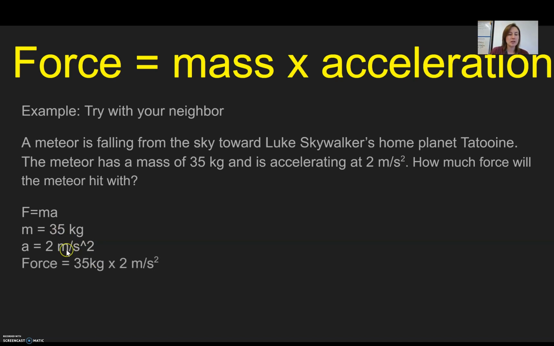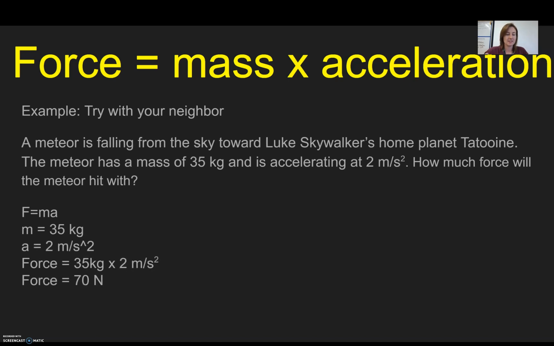Now we put the mass and the acceleration into the equation. So force equals 35 kilograms instead of m, 2 meters per second squared instead of a. Force equals 35 kilograms times 2 meters per second squared. You can use a calculator. 35 times 2 is 70, and you have to put newtons at the end, okay? Force equals 70 newtons, and that's the answer. Okay, so you did that, hopefully.